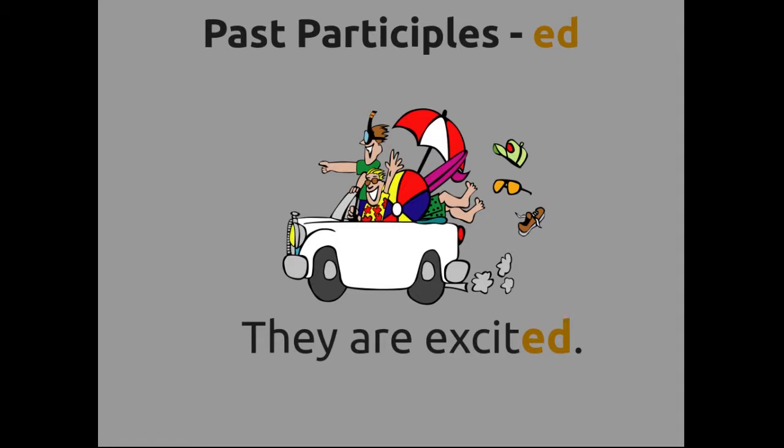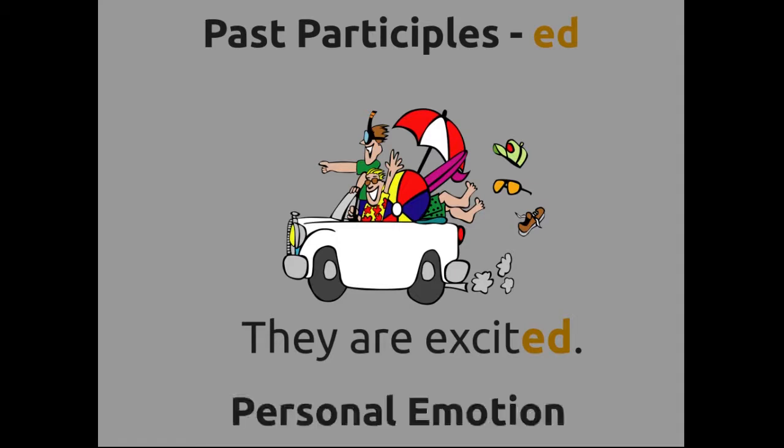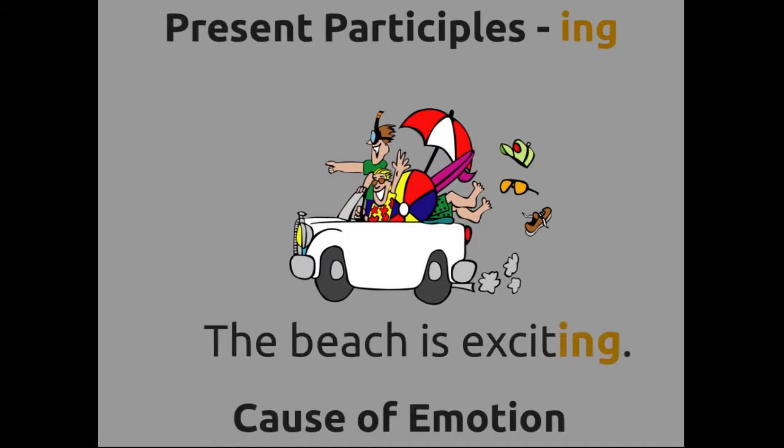Another example, they are excited. Notice that excited describes their personal emotion. They're going to the beach. They are excited. Personal emotion. The beach is exciting. This sentence describes the cause of the personal emotion. Exciting.